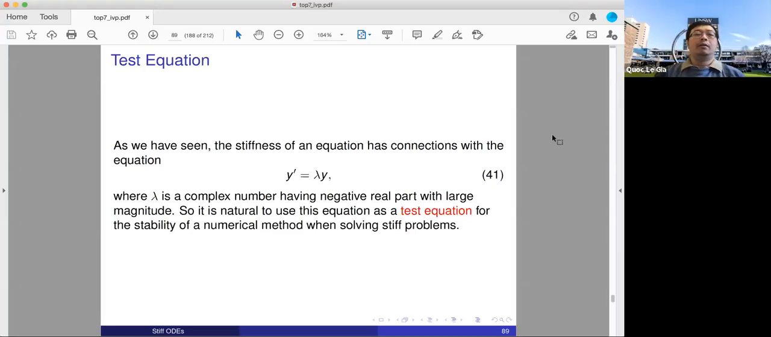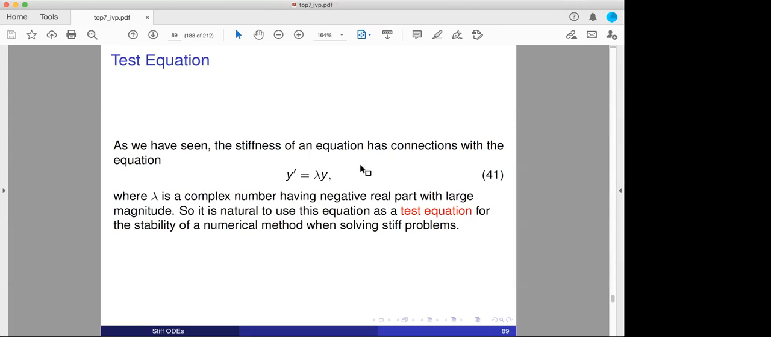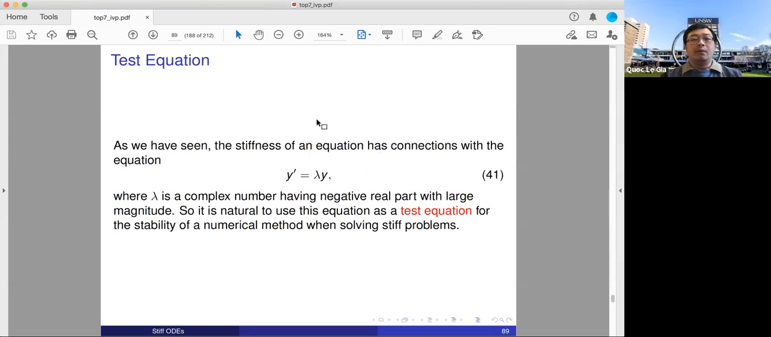Okay, good morning, everyone. So in the last lectures, we considered the stiffness of the ODE. Remember, an equation is stiff if you have to reduce the step size to a very, very small number so that you can solve it without creating instability. One particular test equation is y prime equals lambda y, and you try to see whether your method is stable or not.